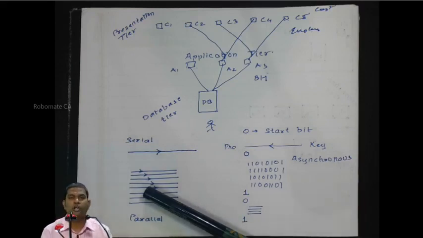The third type is called a full duplex connection. In a full duplex connection, data can travel in both directions. And at a given point of time, both the directions are active. The best example is your cell phone. On a cell phone, both are talking, both are listening. I don't know about listening, but both are talking.